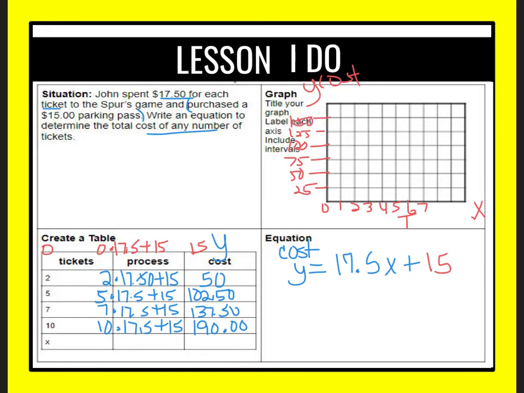Well, here, what's interesting on my graph is now that at 0 tickets, I'm still having to pay to just enter. I'm having to pay a parking fee, right? 2 tickets, though, is going to cost me 50. 5 tickets is going to be 102.5, somewhere around there. Okay, 7 tickets is going to be 137.50, etc. And I can see, though, that the shape of my graph is still going in a linear situation, okay? And again, it's because of that constant rate. I'm still paying that constant rate of change.